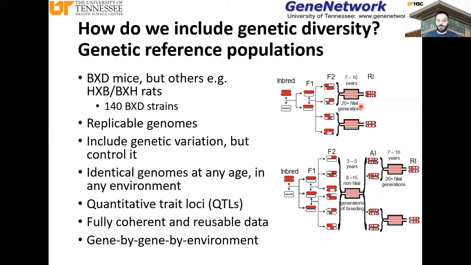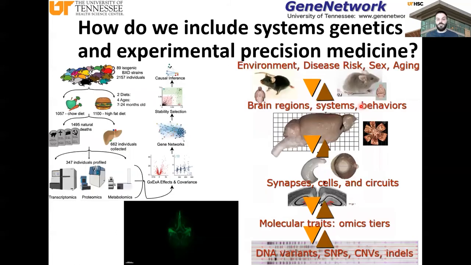It allows us to do quantitative trait loci mapping, so associating regions of the genome with variation in a particular trait. And it means that we have fully coherent and reusable data. Having this data that we can map together and reuse, I'll talk to you more about that later. But what it ultimately means is we can look for gene by environment interactions, all these complicated things that we really need to understand the whole biological system. And this allows us to do systems genetics and what I call experimental precision medicine.